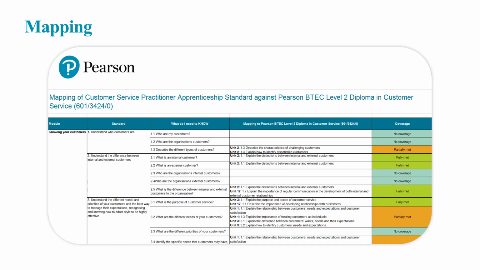And to support you in identifying that content, Pearson has produced very detailed mapping against the existing qualification and the new apprenticeship standard, and that mapping is available to download from our new apprenticeship area of the website. All you'll need to do is just enter your Edexcel online credentials to access that mapping. Alternatively, if there's difficulties, please do contact Pearson or your account manager, and we can share that mapping with you.